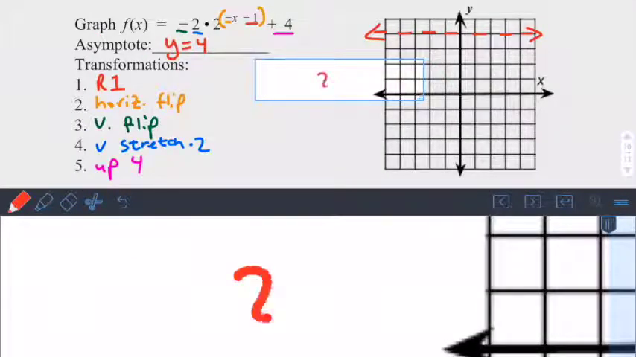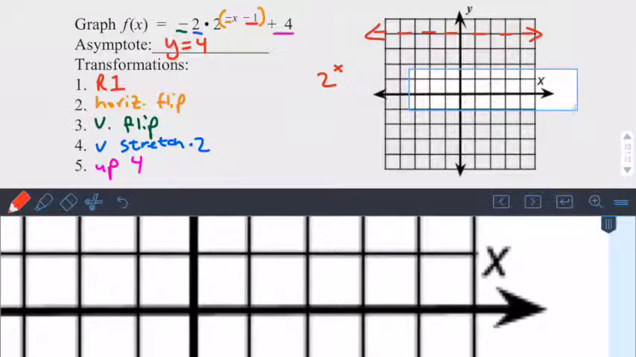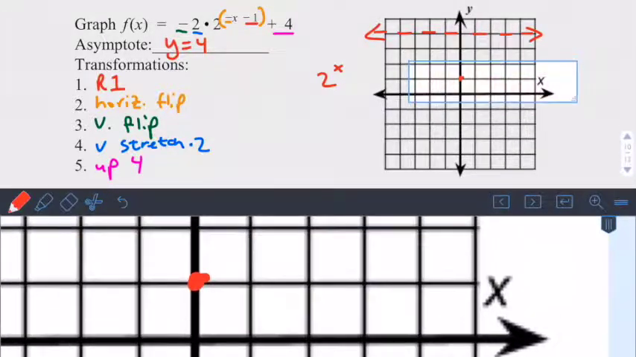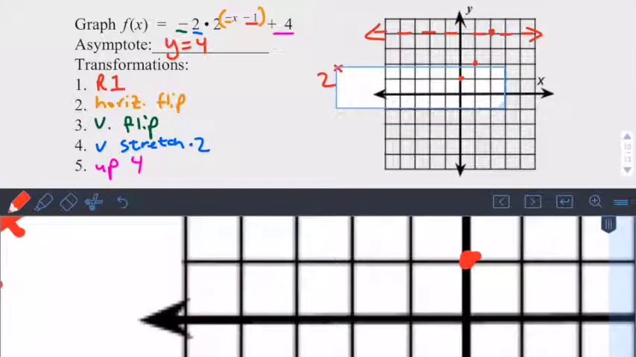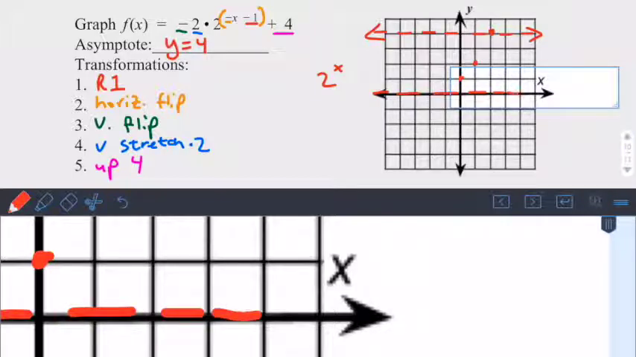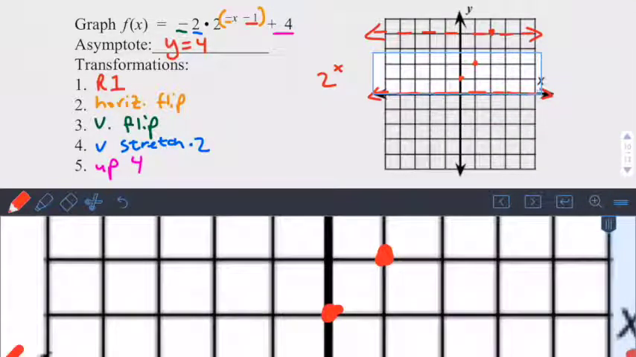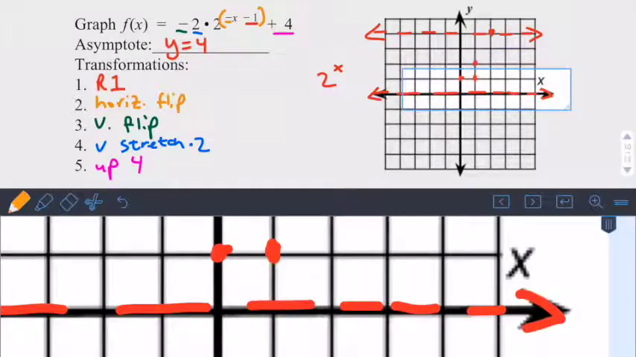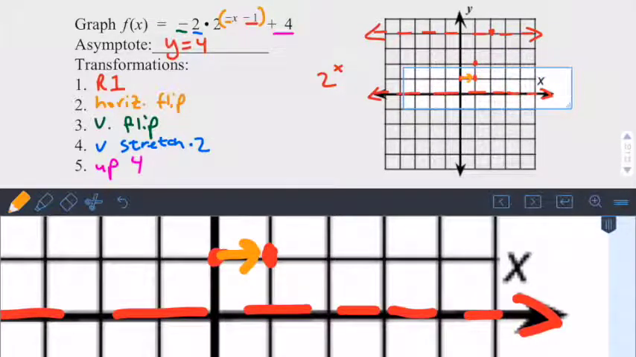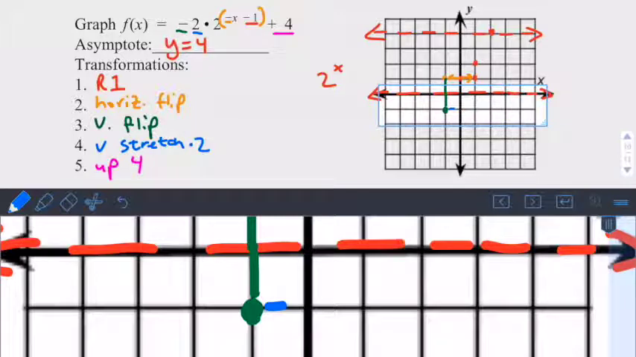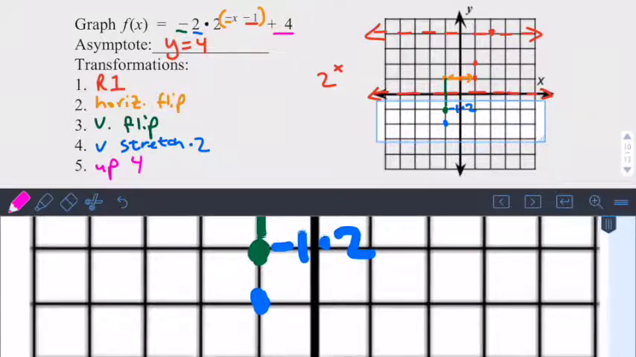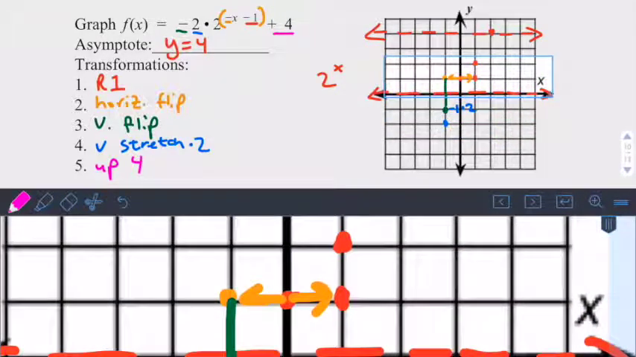So remember, my parent function is 2 to the x, so I had 0, 1, 1, 2, 2, 4, and originally my asymptote was right here. So I'm going to move my point right 1. Horizontal flip, I'm at positive 1, and I'm going to go to negative 1. Vertical flip, I'm positive 1 going to negative 1. Vertical stretch by 2, I'm at negative 1 times 2 is negative 2. And then up 4, 1, 2, 3, 4.